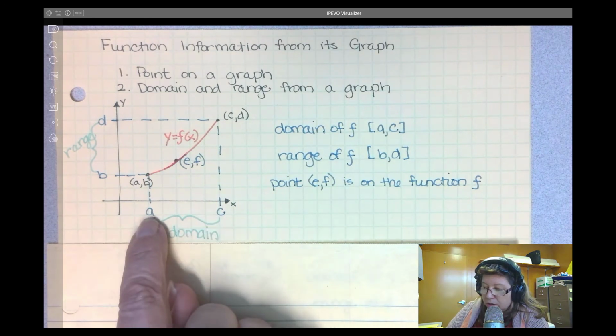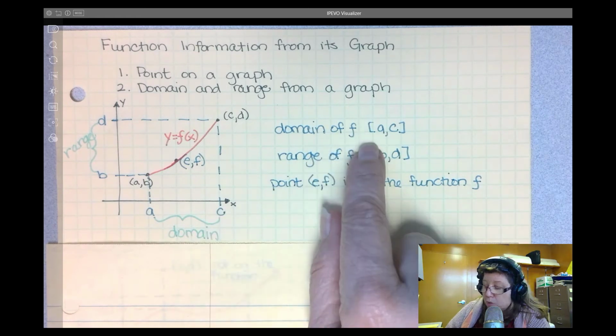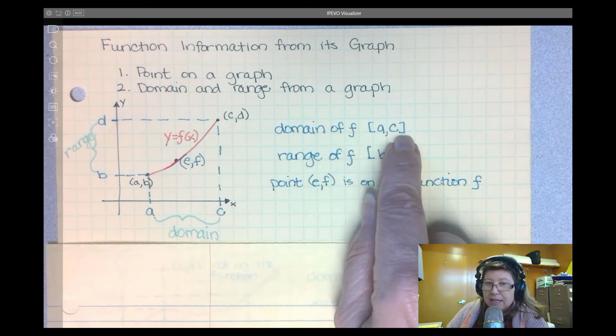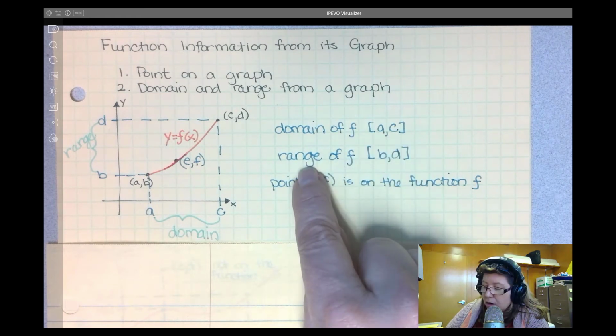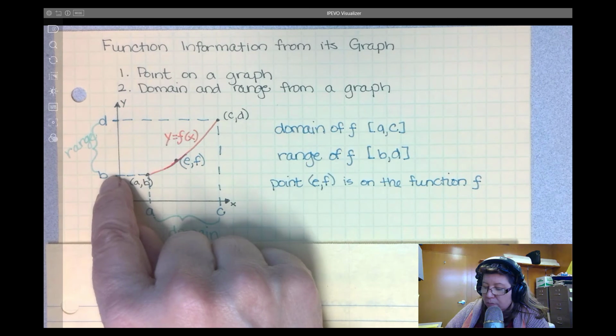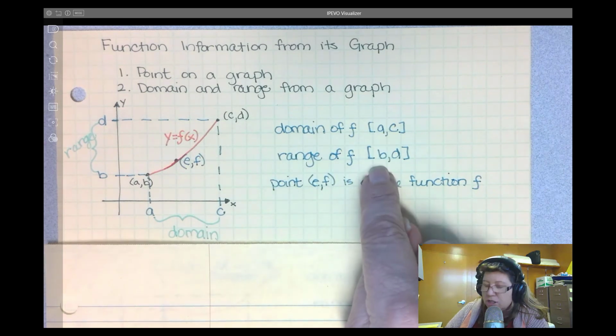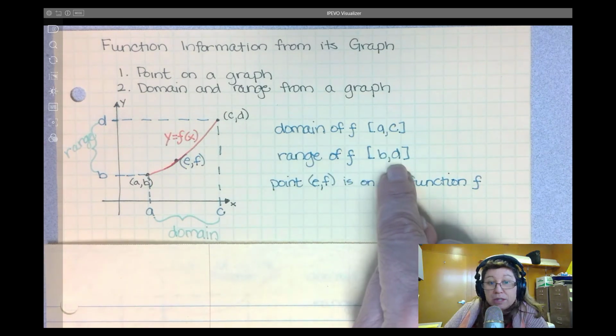We are allowed to go from A, including A, all the way up to C, including C, so our domain is from A to C, inclusive. Our range is what values were permitted on the y, and it goes from B to D. And since we have B to D in a smooth curve, our range is B to D, inclusive.